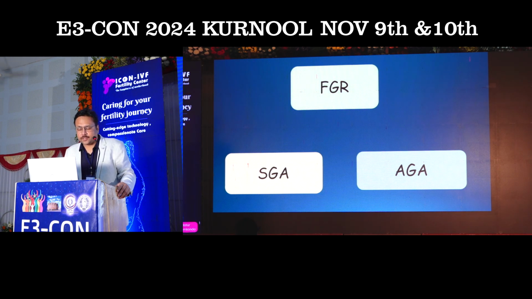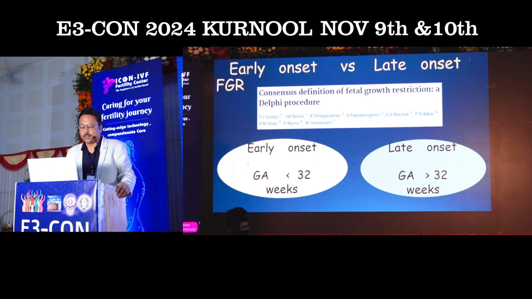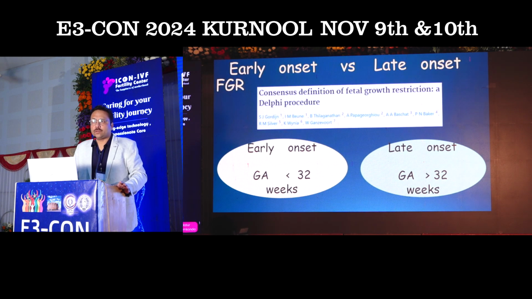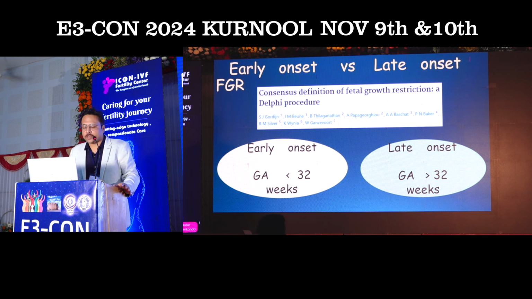It can be SGA, small for gestational age, or it can be AGA, that is appropriate for gestational age. So 32 weeks is the cutoff to define the difference between early onset and late onset FGR. When the gestational age at diagnosis is less than 32 weeks, we label it as early onset FGR. When it is more than 32 weeks, we label it as late onset FGR.